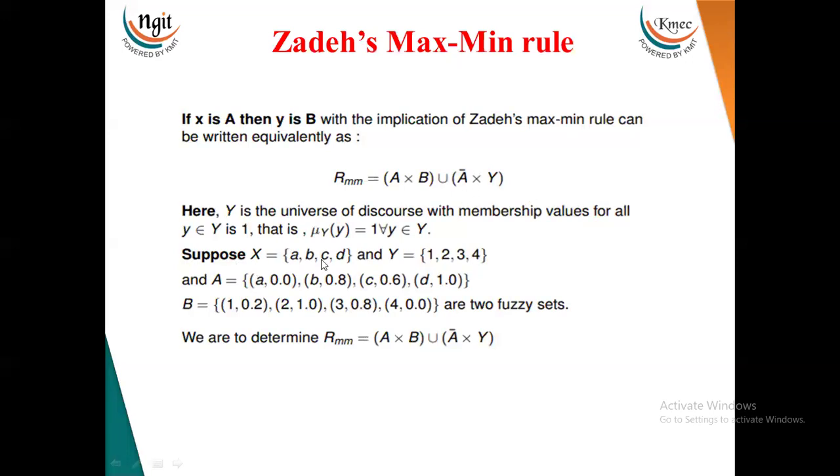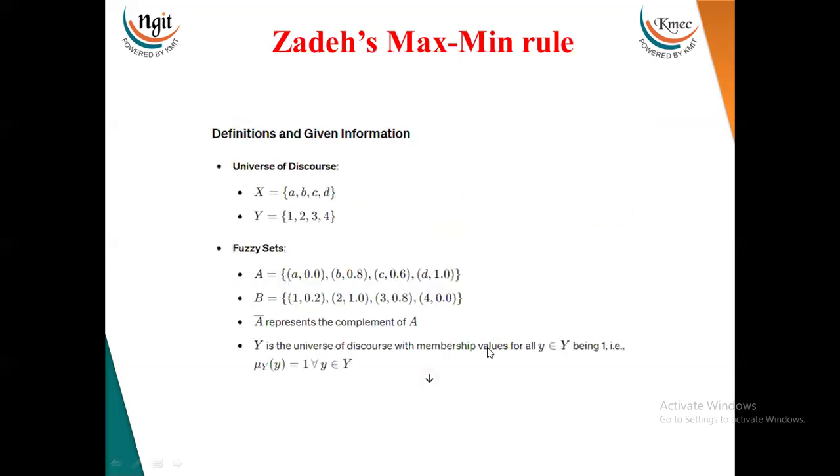Now, suppose you have values x equal to a, b, c, d, and y equal to 1, 2, 3, 4, and the A values are given. These are linguistic variables: a comma 0.0, b comma 0.8, c comma 0.6, d comma. Now we are going to calculate this particular thing, A cross B union A complement cross Y. Now how do we calculate A cross B?